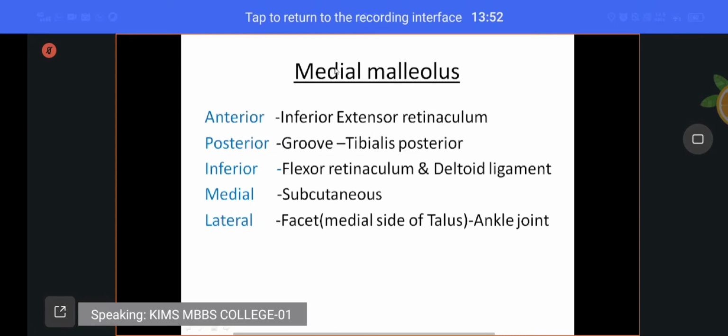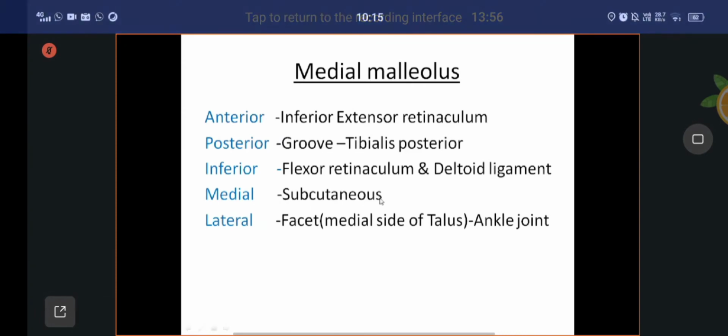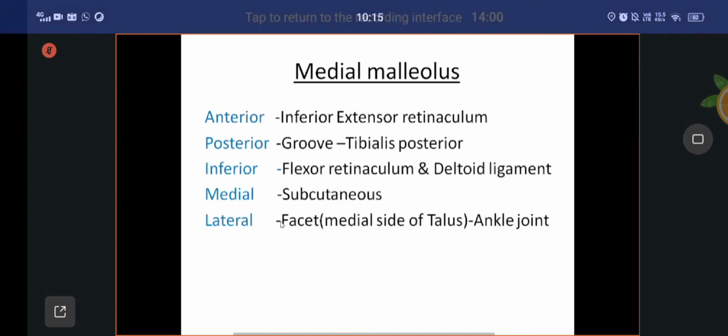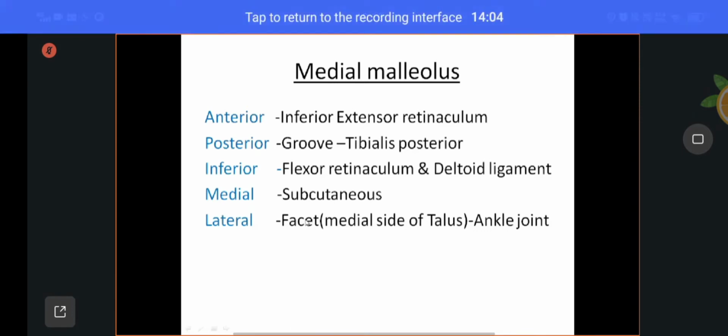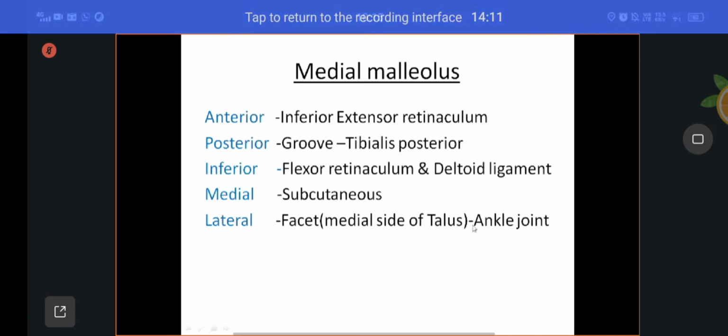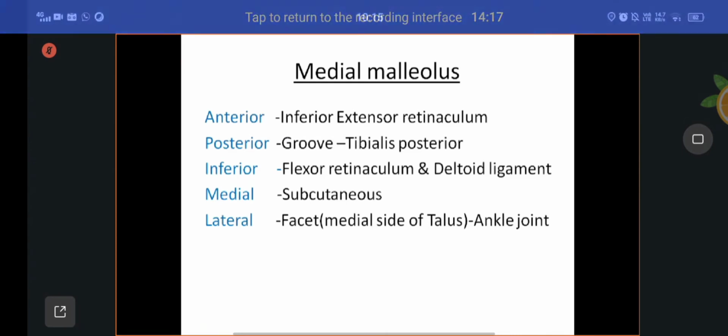These two things are very, very important as far as the medial malleolus is concerned. And the medial aspect of the medial malleolus is subcutaneous. It is covered only by the skin. That projection can be seen on the medial side of the ankle. But laterally, there is an articular facet for the medial side of the talus. It contributes to the ankle joint.